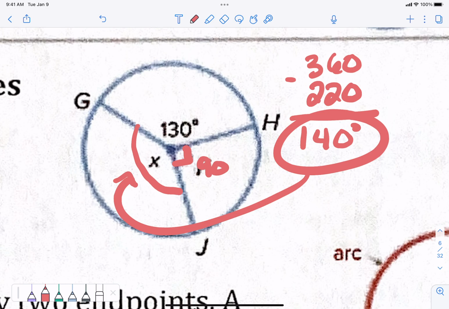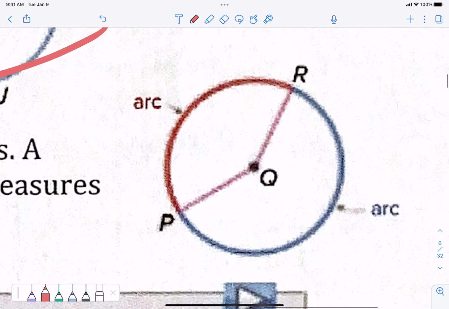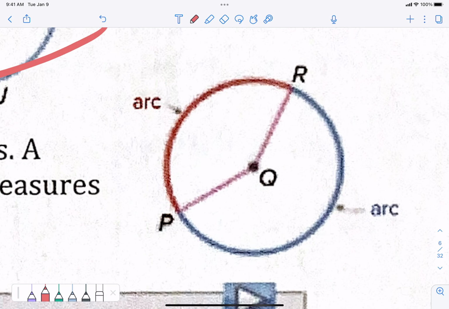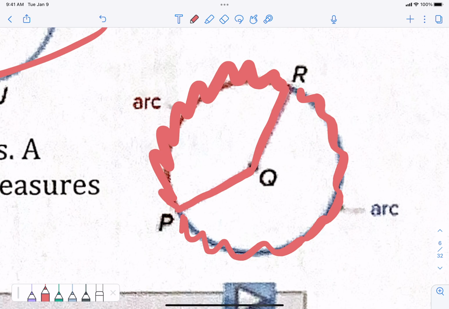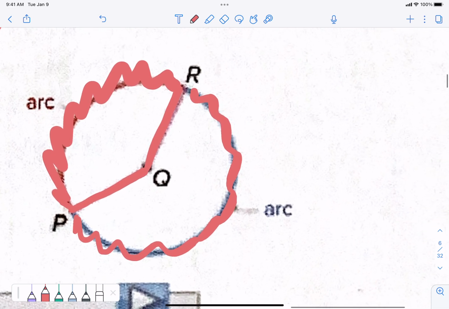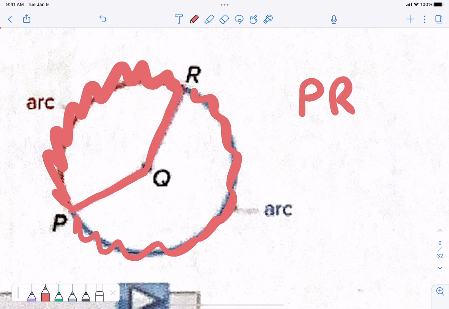Now I'm going to talk about this picture real quick because technically, when we're talking about arcs, if this is my angle that's in the center, we technically have an arc here and we have an arc around the backside. It's not necessarily that we have just the shorter one. So the confusing part is if I say arc PR, that's the notation I would use. Am I talking about this arc PR, or am I talking about the backwards arc PR?